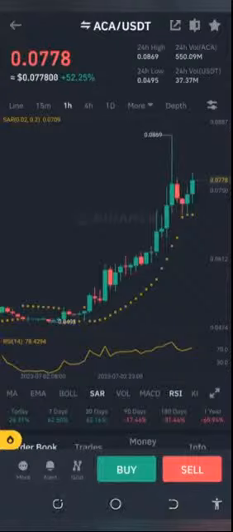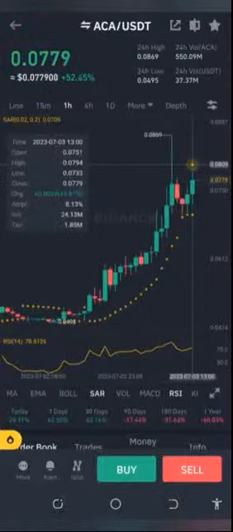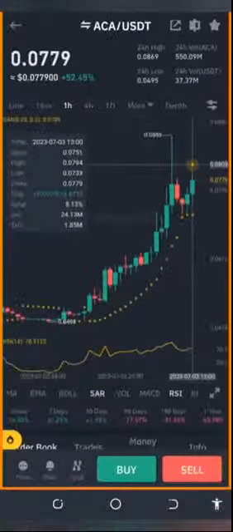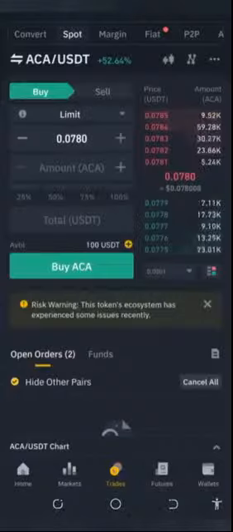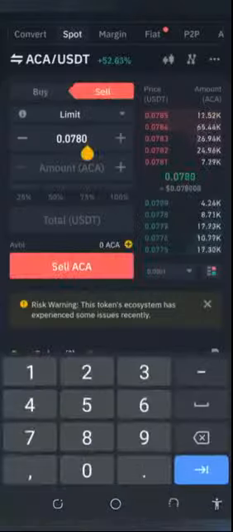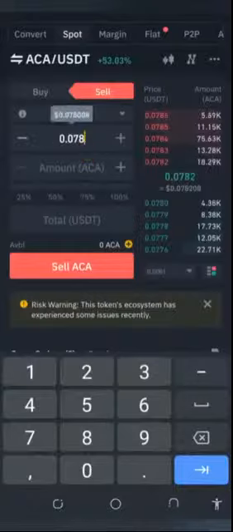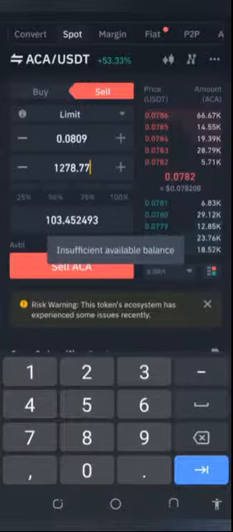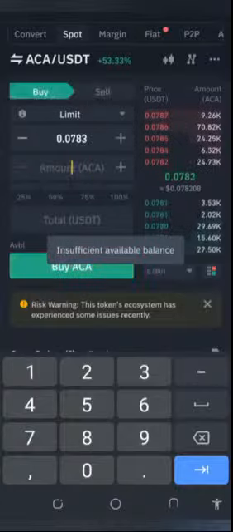Okay, let's not be that outrageous, but maybe somewhere on top of here, right? So let's see what that gives us. Okay, 0809. All right, let's get into it. So we put in the sell, and then we put in 0809. Is that 809? 0809. All right, so let's put that there.